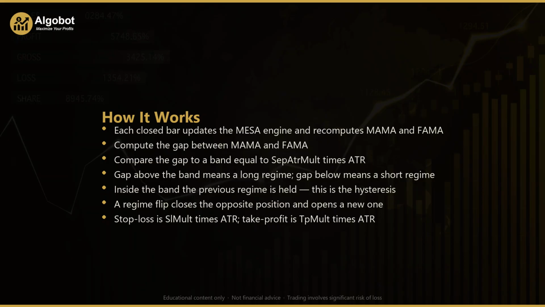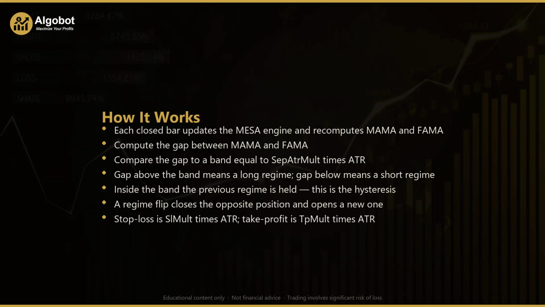And here's the important part. If the gap is inside the band, that narrow neutral zone where the two lines are close together, the strategy simply holds whatever regime it was already in. That's the hysteresis, and it's what prevents the system from flip-flopping on tiny wiggles. Trades happen only on a genuine regime flip.